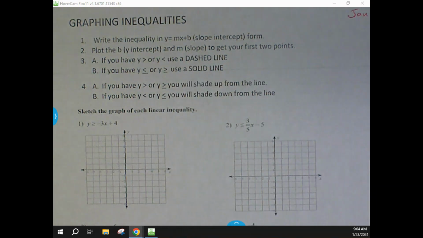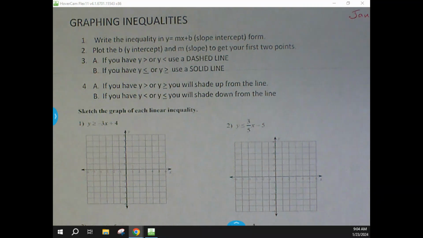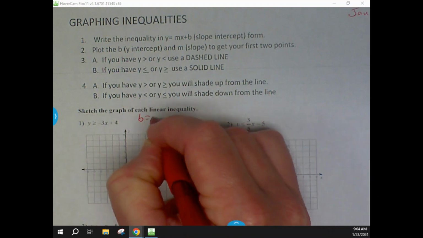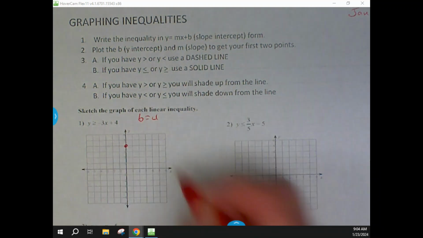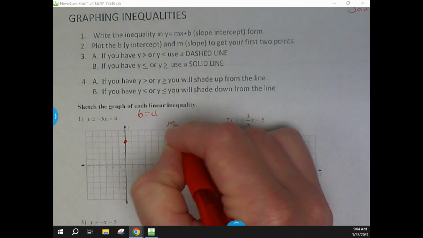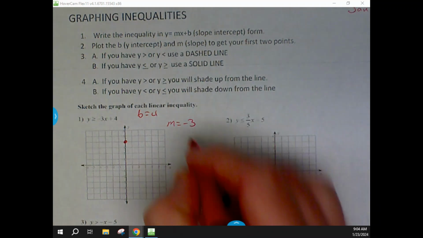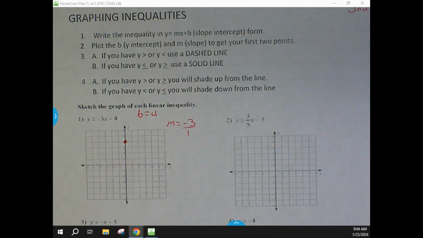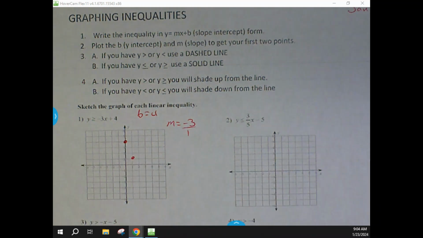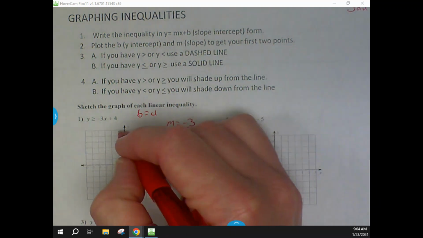And here's the big thing we're going to do, and this is probably a shortcut that nobody told you way back when. Let's do the first part here on number 1. We've got y is greater than or equal to negative 3x plus 4. Your b value is 4, so we'll start right there. Your slope is negative 3, but it's always got to be a fraction, so that's over 1. To get to the next point, we go down 1, 2, 3 over 1. It's got the line underneath it, so when we graph this one, it is a solid line.